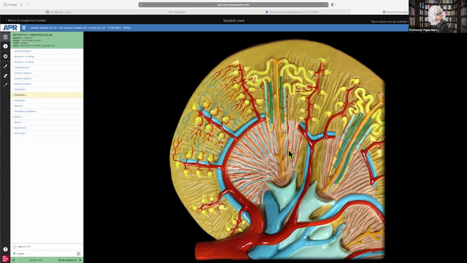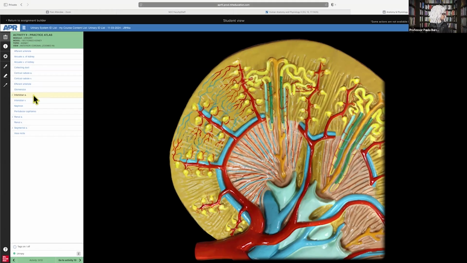This is a renal pyramid, and this is a renal pyramid. So the interlobar arteries and veins are going to be located in the renal columns. A lobe is a pyramid with the cortex associated with it. So this is actually between two lobes. That's where it gets its name.